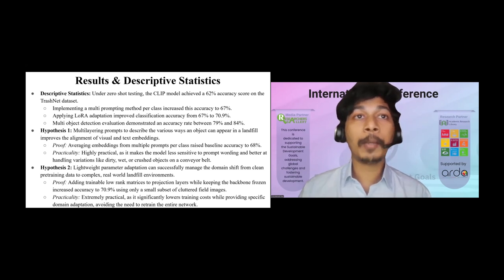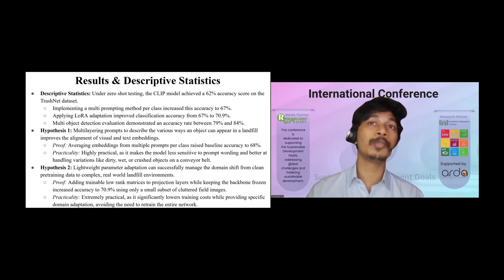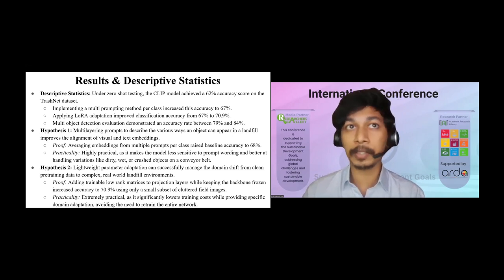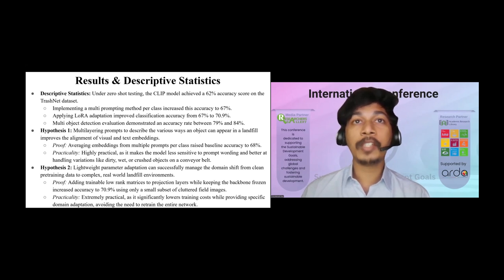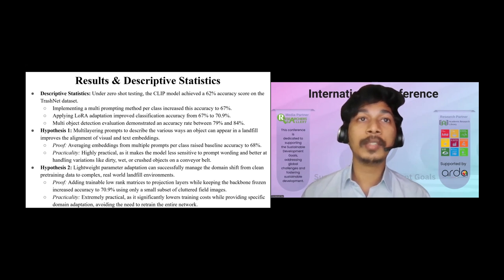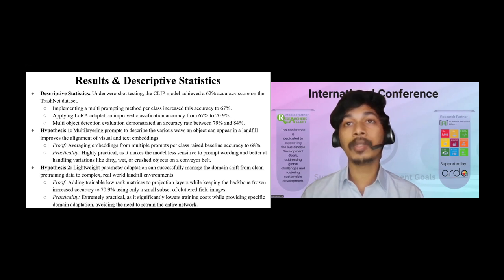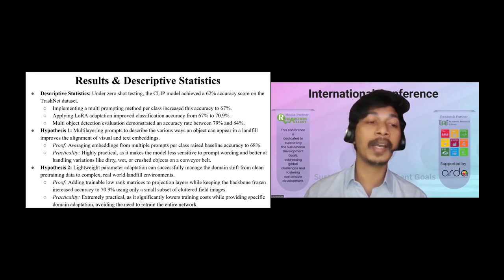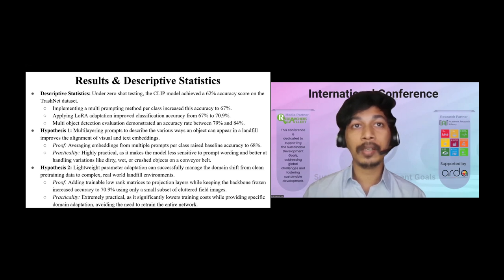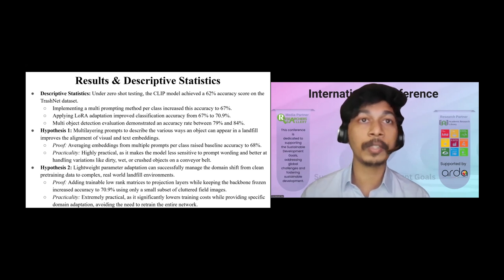Our hypotheses after we evaluated are these. Our first hypothesis was that multi-layering prompts to describe the various ways an object can appear in a landfill improves the alignment of visual and text embeddings. We proved this by averaging embeddings from multiple prompts per class, which raised the baseline score to 68%. This is highly practical as it makes the model less sensitive to prompt wording and better at handling generalization, which covers variations like dirty waste, wet waste, or crushed objects on conveyor belts.